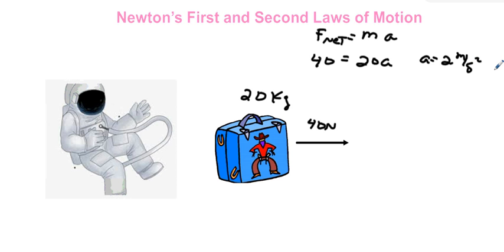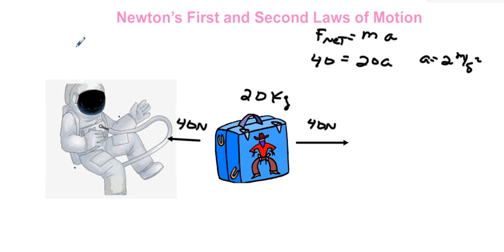Now what about the third law? For every action, there must be an equal and opposite reaction. So that means the astronaut is also going to receive a push back of 40 newtons. So for every action, there's an equal and opposite reaction. If the astronaut pushes the suitcase with 40 newtons, the astronaut will receive 40 newtons back.